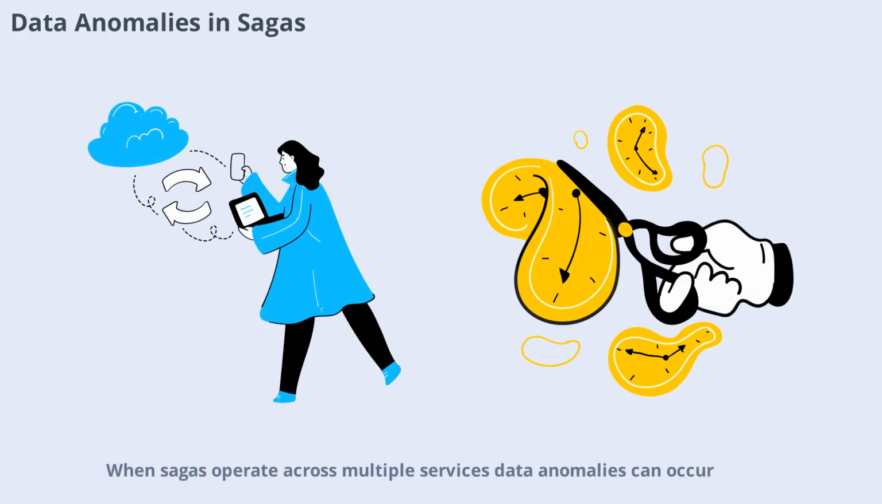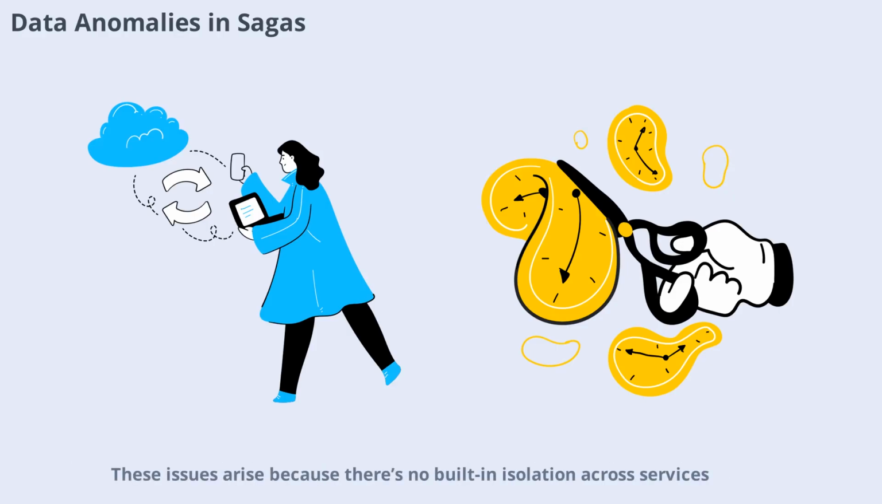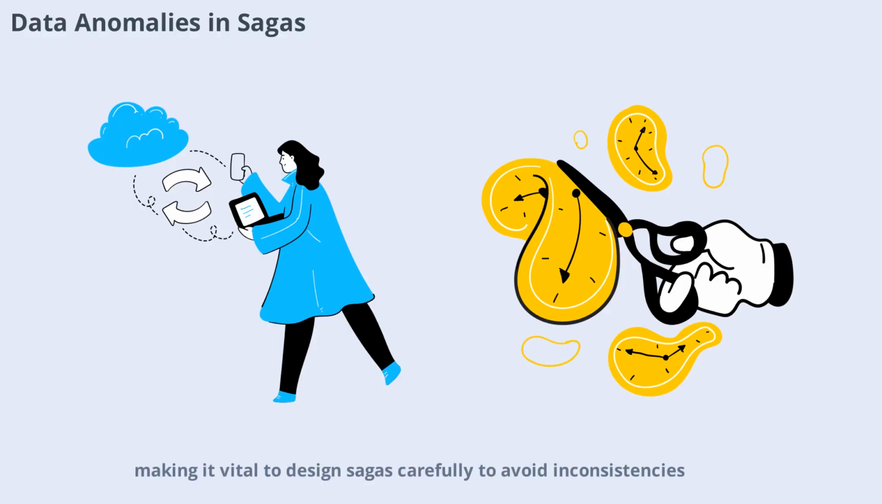SAGAs operate across multiple services. Data anomalies can occur. Lost updates happen when one SAGA overwrites changes made by another. Dirty reads occur when a SAGA reads data that hasn't been fully committed. Fuzzy or non-repeatable reads happen when different steps see inconsistent data. These issues arise because there's no built-in isolation across services, making it vital to design SAGAs carefully to avoid inconsistencies.